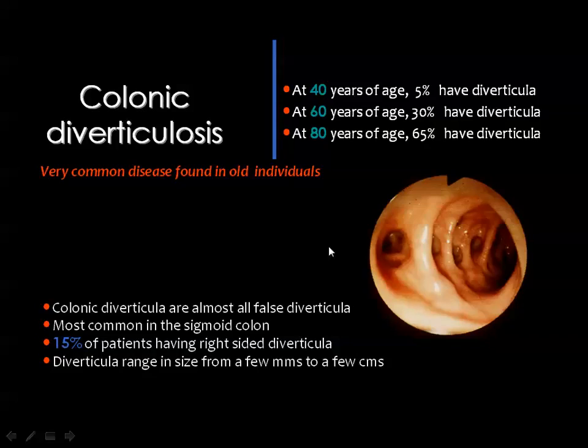You know that colonic diverticulosis is a very common disease, and it usually affects the old population. It is estimated that at the age of 40 years, about 5% of the population will have diverticuli, and this incidence increases tremendously at the age of 80 years, and may reach about 65% of individuals. Colonic diverticuli are usually of the false type, and they commonly affect the left side of the colon, especially the sigmoid area. Right-sided diverticuli are rare and may be found in about 15% of cases. Most of the diverticuli are small, but some of them may reach a large size.